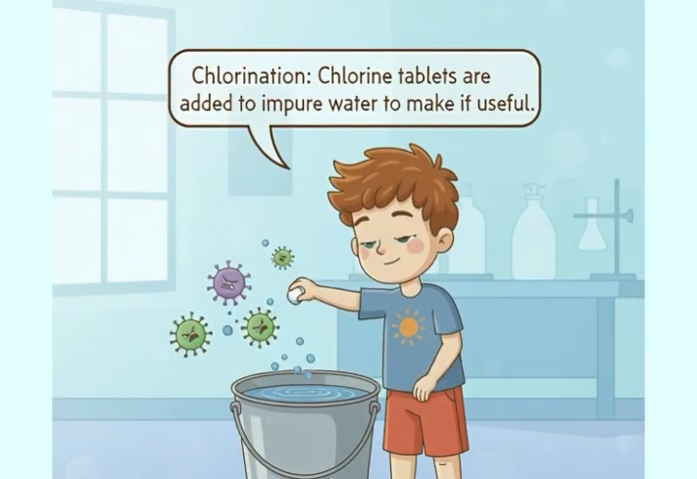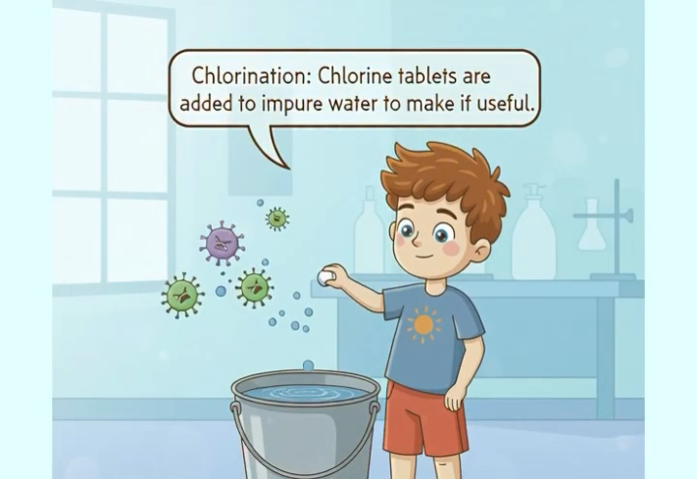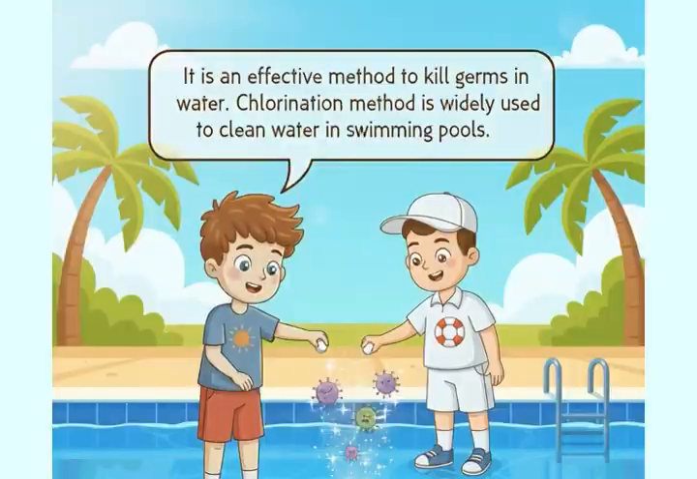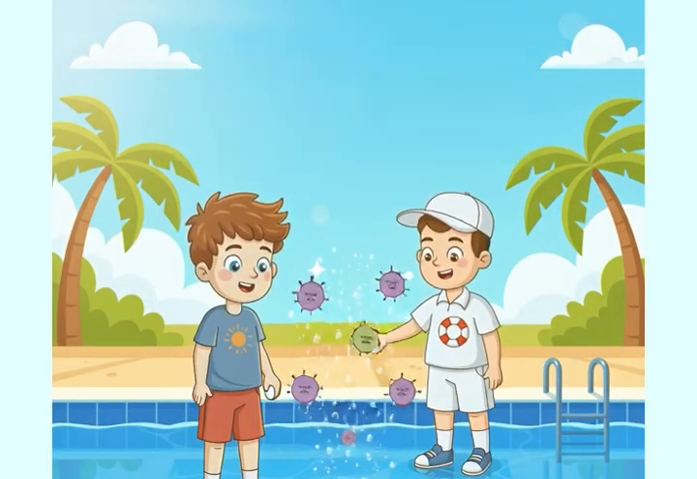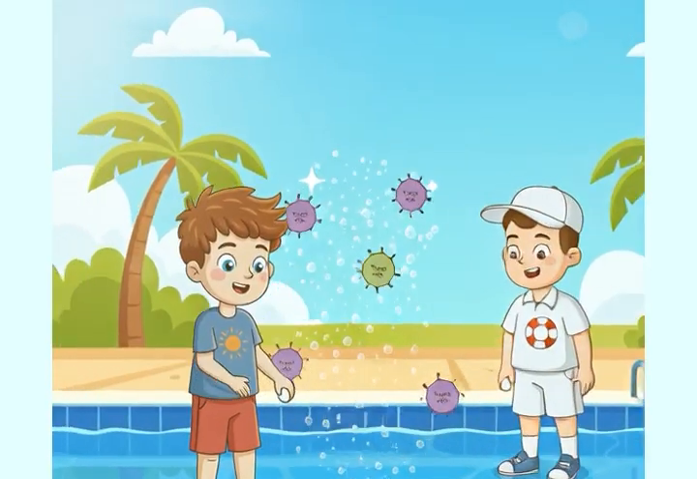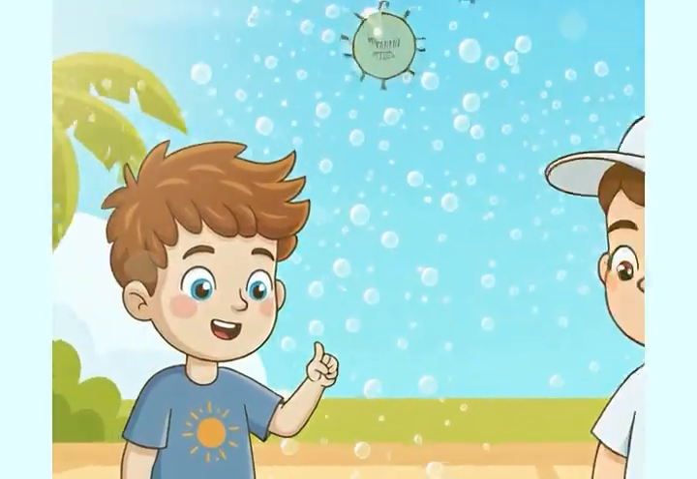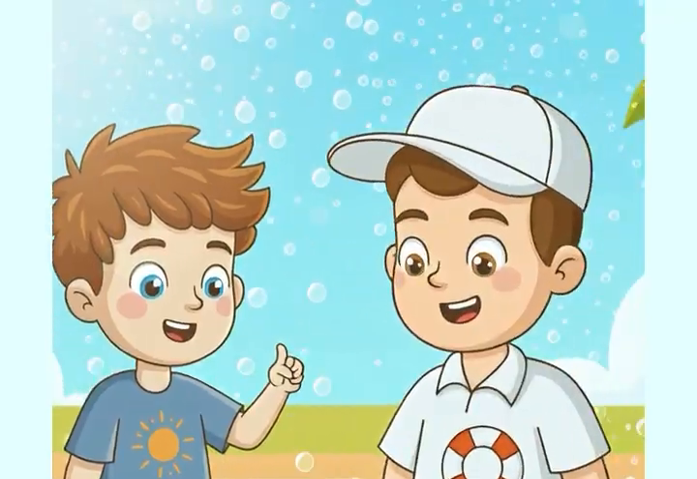Chlorination. Chlorine tablets are added to impure water to make it useful. It is an effective method to kill germs in water. Chlorination method is widely used to clean water in swimming pools.